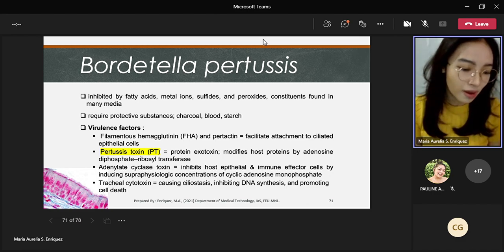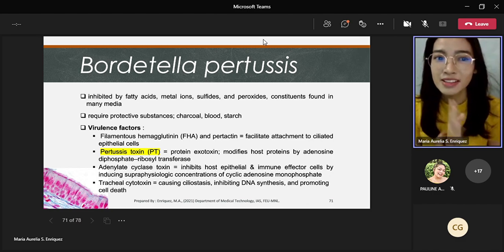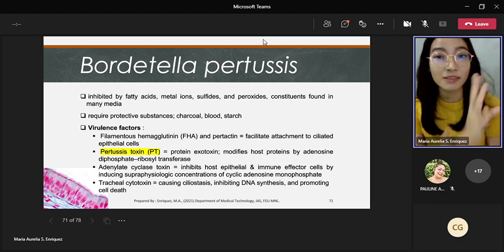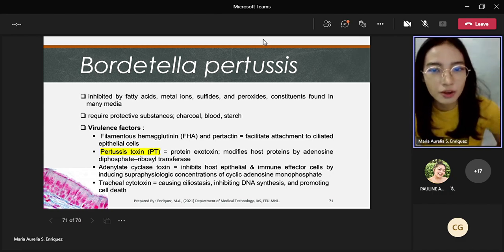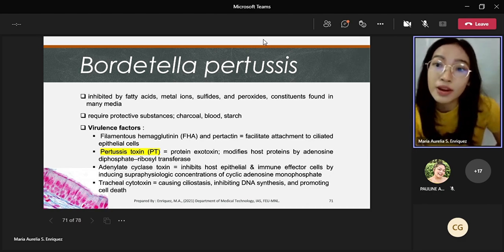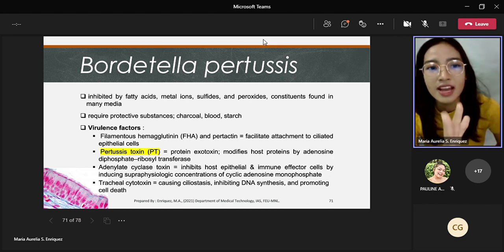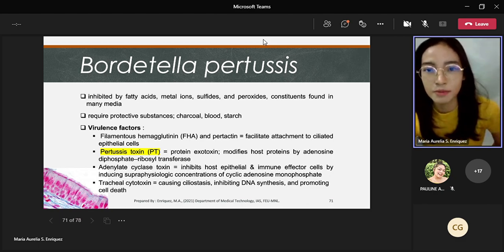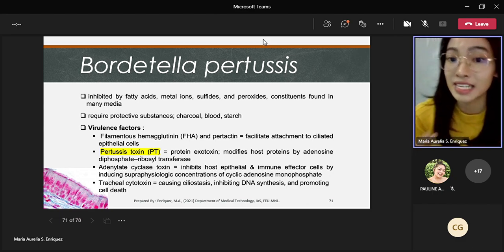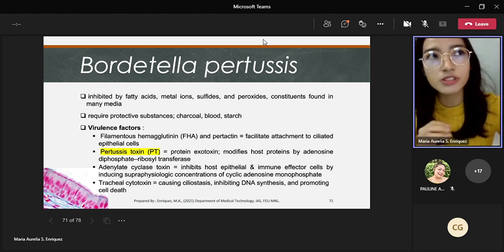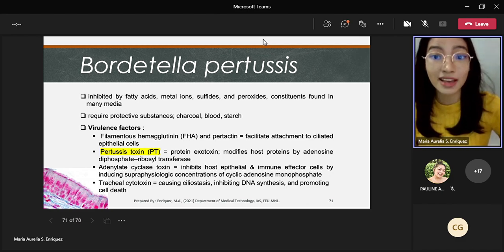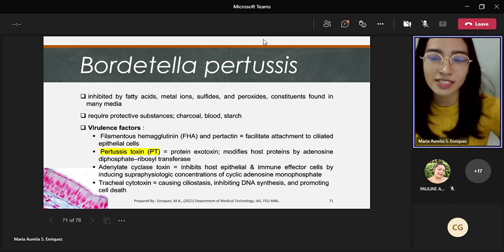So if you would remember, kasama din po yan sa mga virulence factors ng isa sa mga Haemophilus species kanina, di ba po? They also have outer membrane proteins. Ayan, the outer membrane proteins of Haemophilus influenzae functions in the same way. But the difference is that the tracheal cytotoxin of Bordetella pertussis can also cause cell death by inhibiting DNA synthesis.